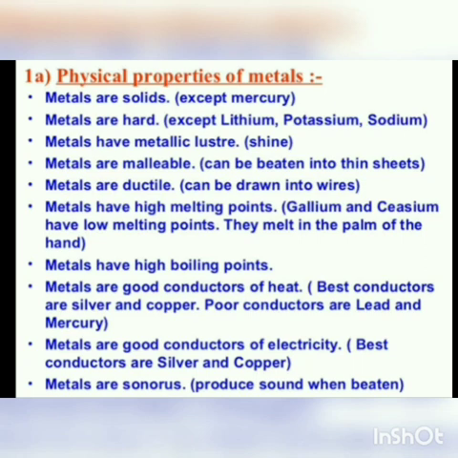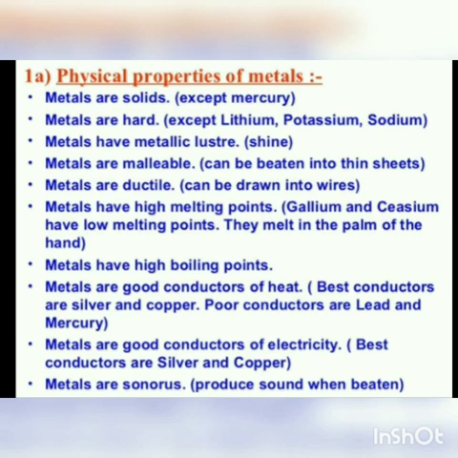Metals have metallic luster. Luster means shining. So mostly all the metals are shining, so they can be made into jewelry. In jewelry, gold is used for making jewelry because it is very shining.